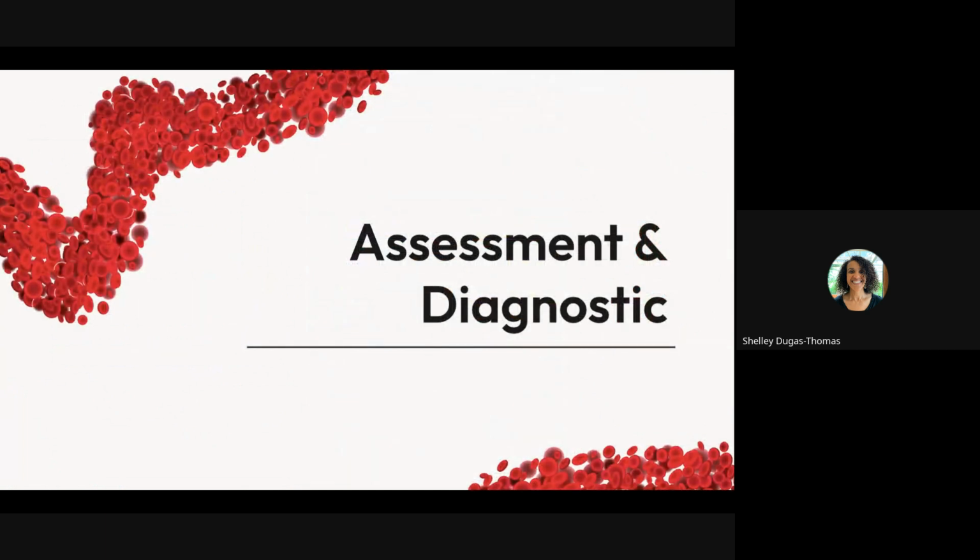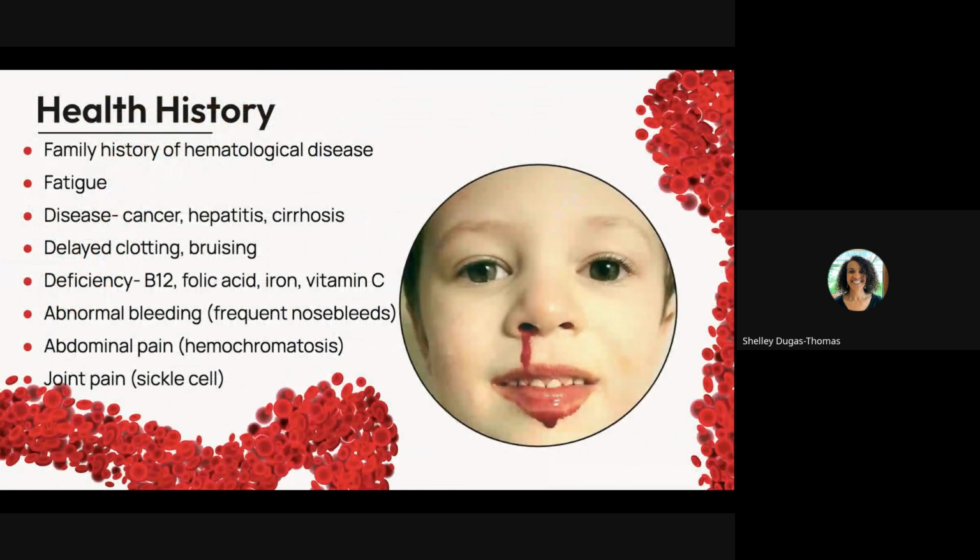So let's go down to assessment and diagnostics. A thorough health history and physical assessment provides key information for the hematological evaluation. Consider ethnicity and family history, as some disorders are more common in certain groups. So when we look at sickle cell anemia, that is more common in individuals who have African descent. Assess nutrition, medications, and herbal supplements, since deficiencies or certain substances can contribute to hematological conditions. Note symptom onset, severity, and contributing factors, and evaluate their impact on function, distress, and coping.